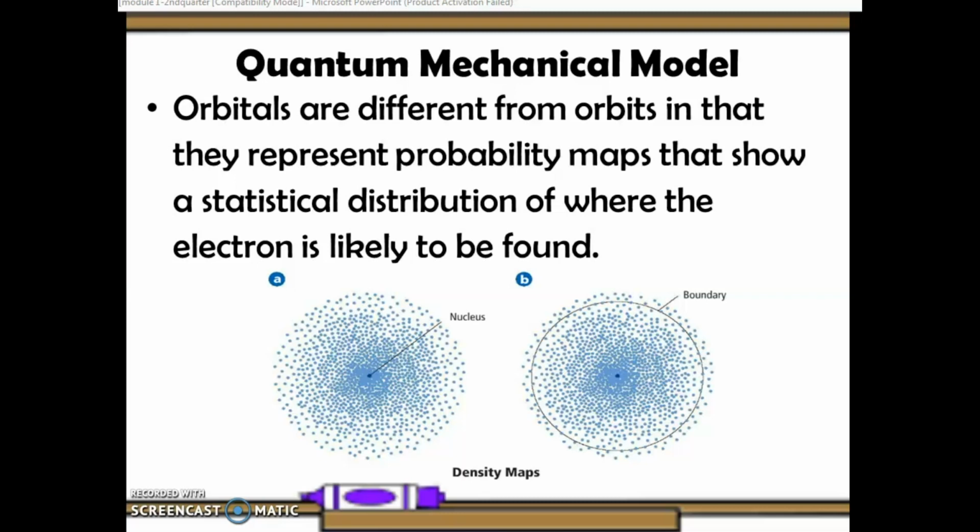The quantum mechanical model of the atom comes from the mathematical solution to the Schrödinger equation. The quantum mechanical model views an electron as a cloud of negative charge having a certain geometrical shape. This model shows how likely an electron cloud is to be found in various locations around the nucleus. However, the model does not give any information about how the electron moves from one position to another.